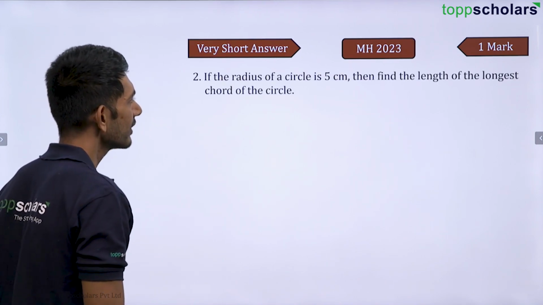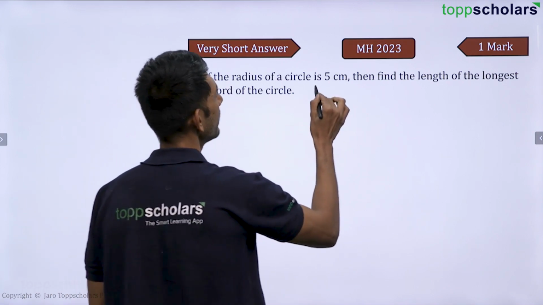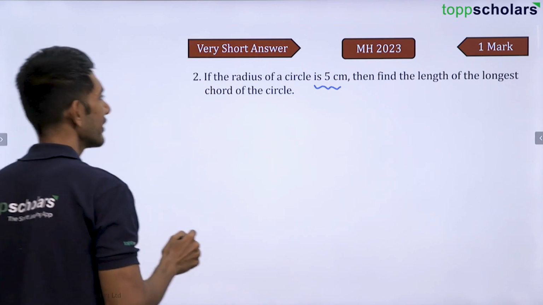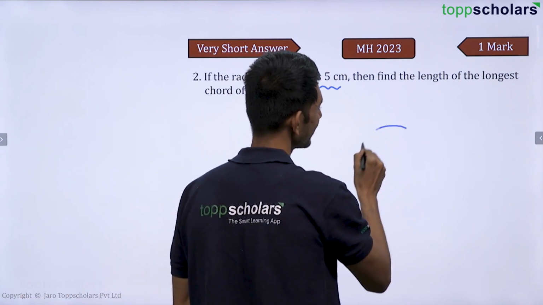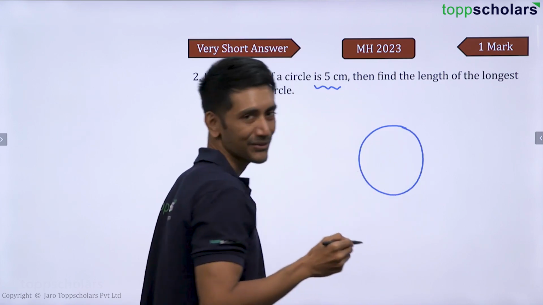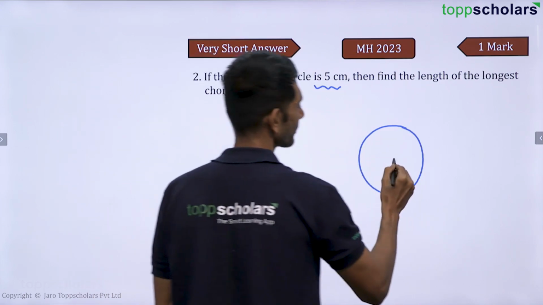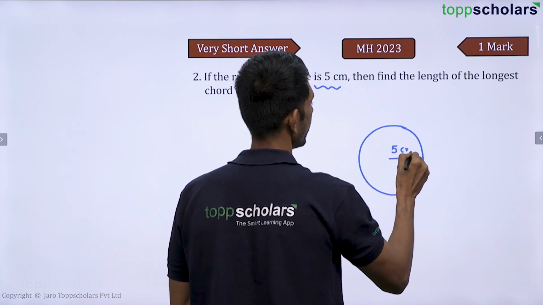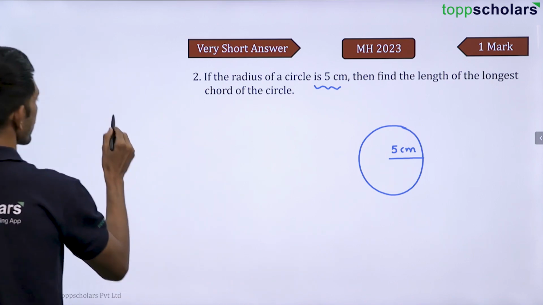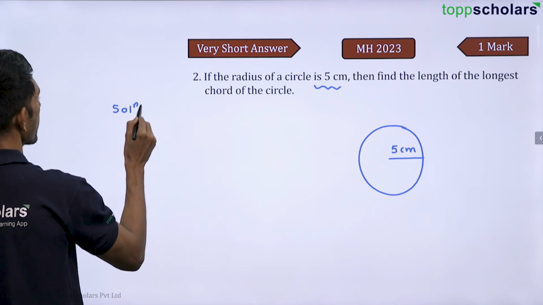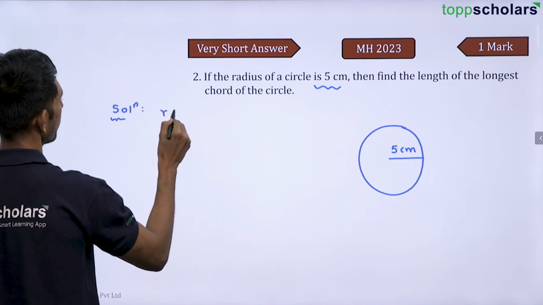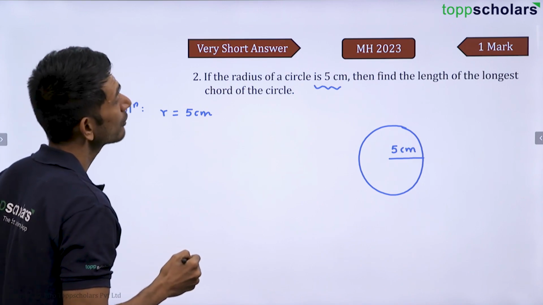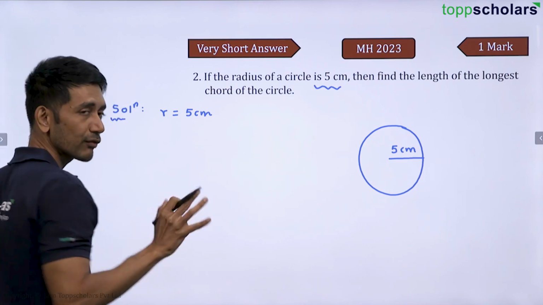If the radius of the circle is 5 centimeter, then find the length of the longest chord. Okay, so radius of the circle is 5 centimeter. This is a simple 6th or 7th grade question, you can say. So radius is given. Radius is how much? 5 centimeter. Correct, but you have to write down systematically. Radius is 5 centimeter. And then find the length of the longest chord.